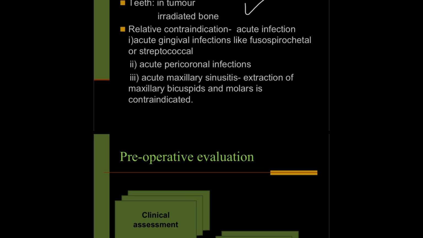Then comes relative contraindication. Acute infection, acute gingival infections like fusospirochetal or streptococcal infections, acute maxillary sinusitis. Extraction of maxillary bicuspids and molars is contraindicated in case of maxillary sinusitis. If the patient is having a sinus infection, then don't go for the extraction of maxillary premolars and molars.